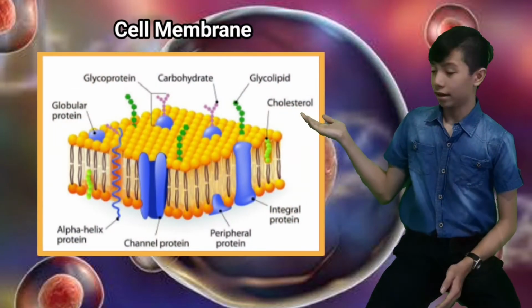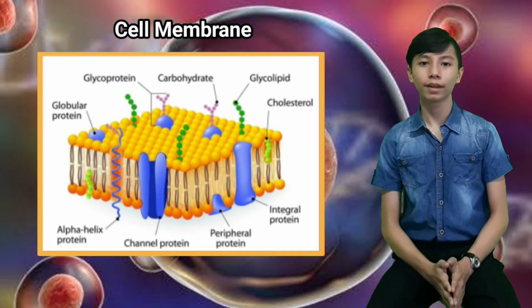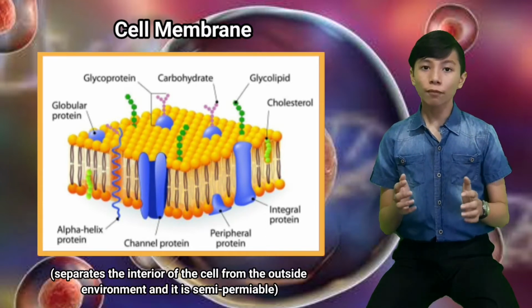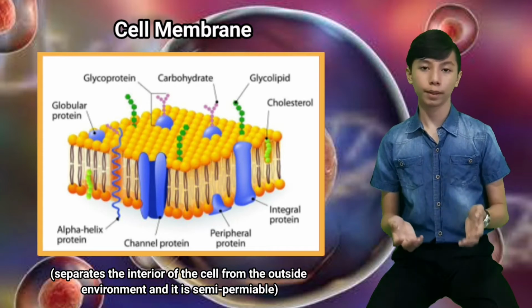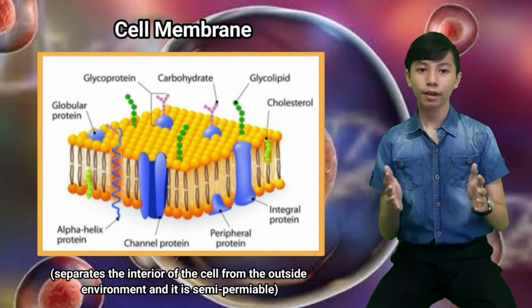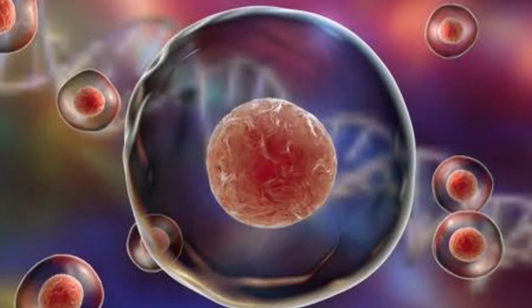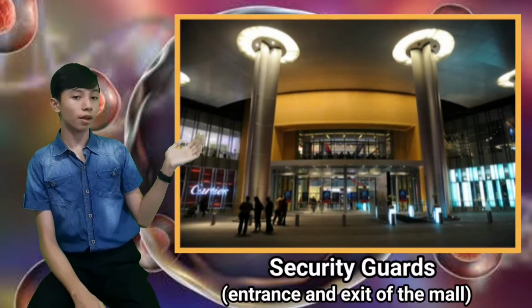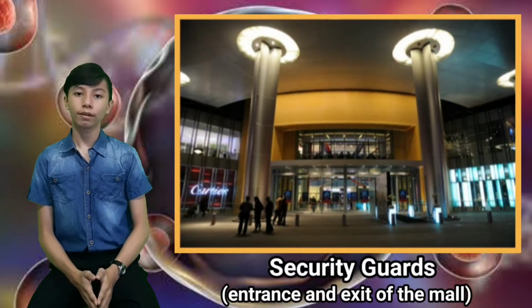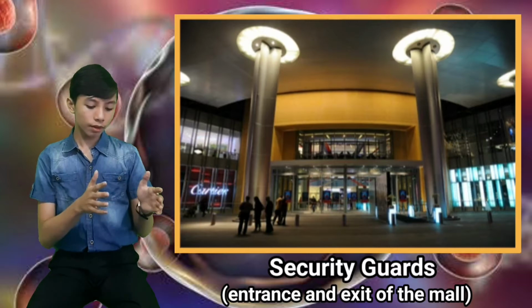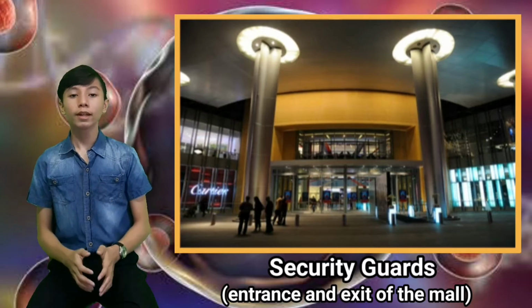The cell membrane, also called the plasma membrane, is found in all cells and separates the interior of the cell from the outside environment. The cell membrane consists of a lipid bilayer that is semi-permeable. The security guards at the entrance and exit doors of a mall act as a cell membrane. They observe and inspect the people who are allowed and not allowed to come in and leave the mall.